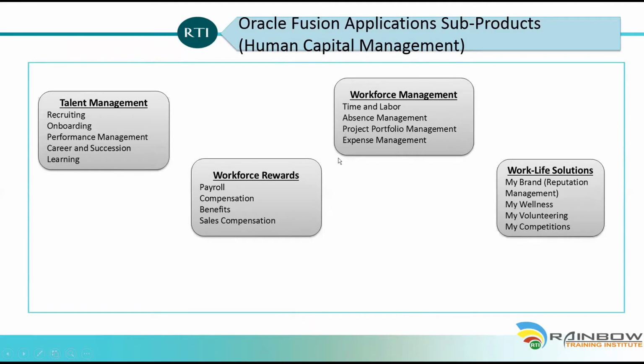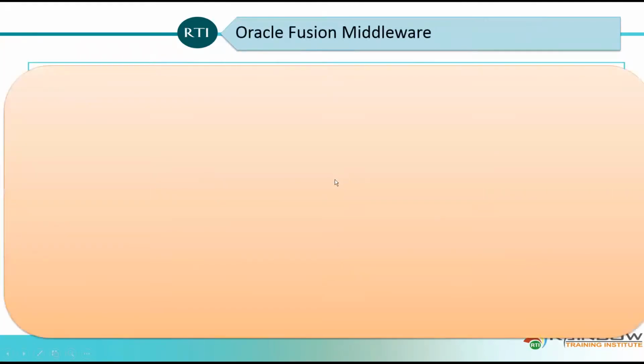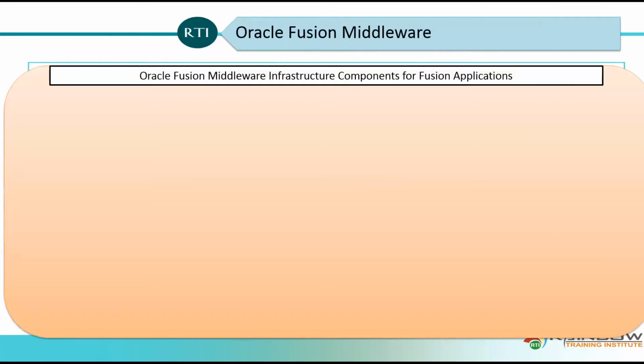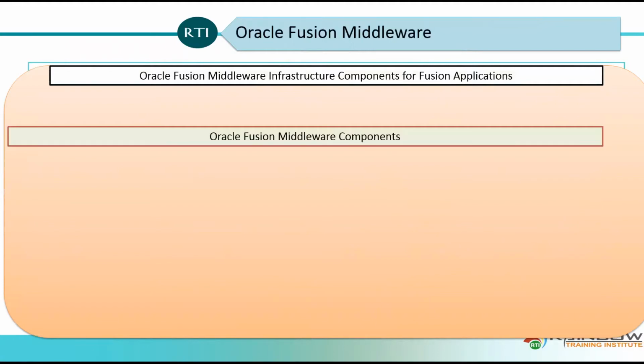Okay, we have covered the product families. Let us see what the next part is, the Fusion middleware. I would divide Fusion middleware into two things. Basically, one is the Fusion middleware infrastructure components for Fusion applications, and the second thing is Oracle Fusion middleware components. Why have we divided it like this?